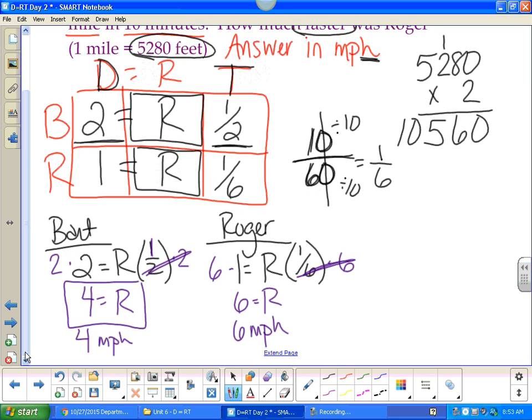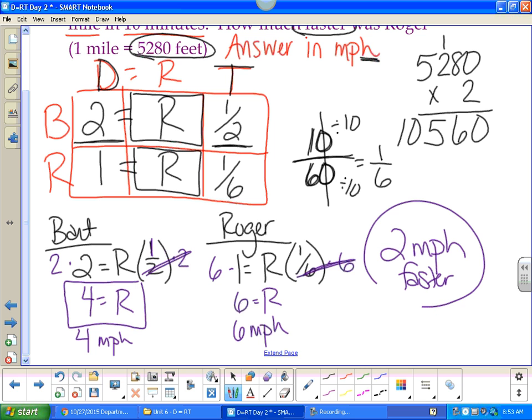Well, if Bart ran 4 miles an hour and Roger ran 6 miles an hour, then Roger was 2 miles an hour faster. So if Bart ran 4 miles an hour and Roger ran 6 miles an hour, then Roger was 2 miles an hour faster.